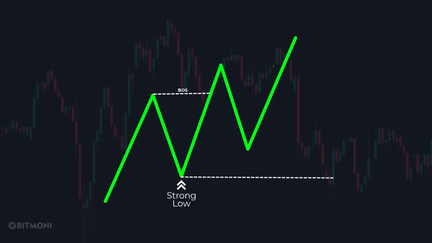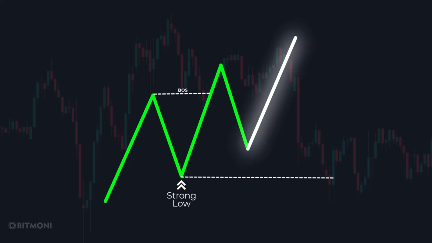It's considered strong because the market showed enough force to push higher, and that low acted as a solid support where buyers stepped in. If the price retraces but fails to drop below that strong low, it indicates weak selling momentum. This failed downward attempt means the market tried to reverse but couldn't. The minor high created during this pullback is known as a weak high. It's weak because it will likely be broken if the upward trend resumes.